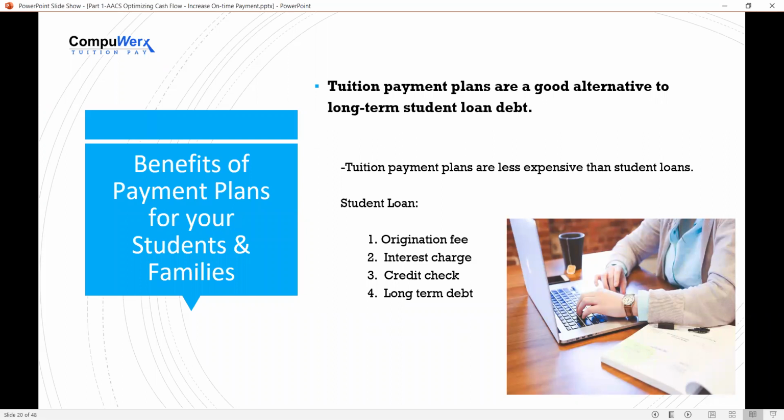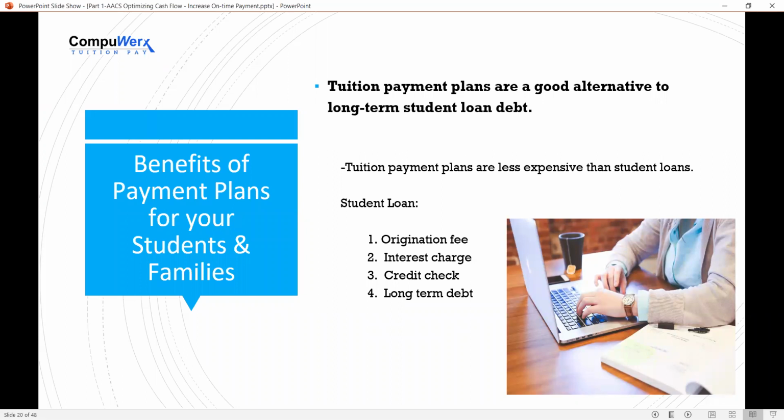Payment plans are good alternatives to long-term student debt. Tuition payment plans are less expensive than student loans. So let's talk about student loans a little bit, right?